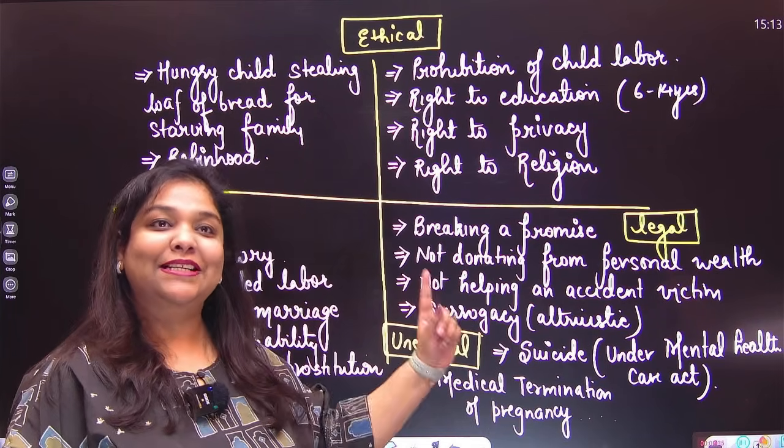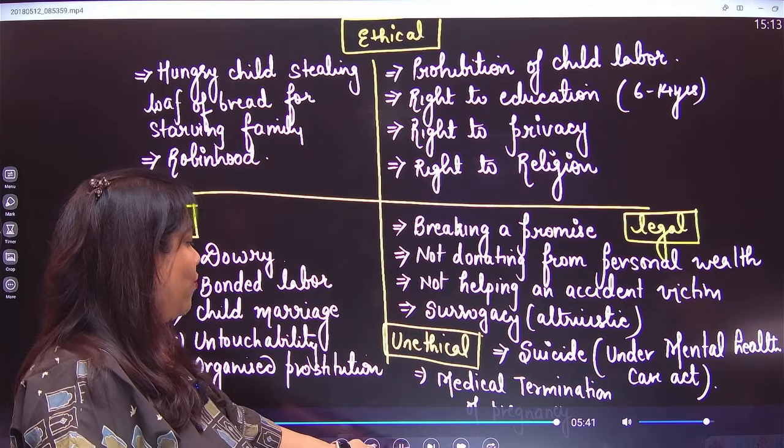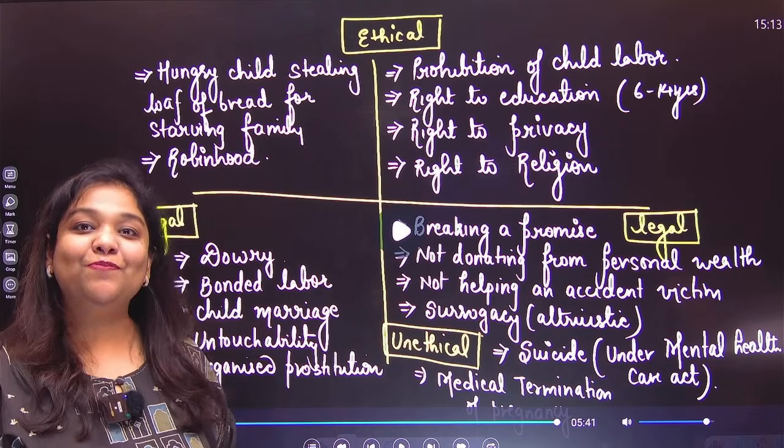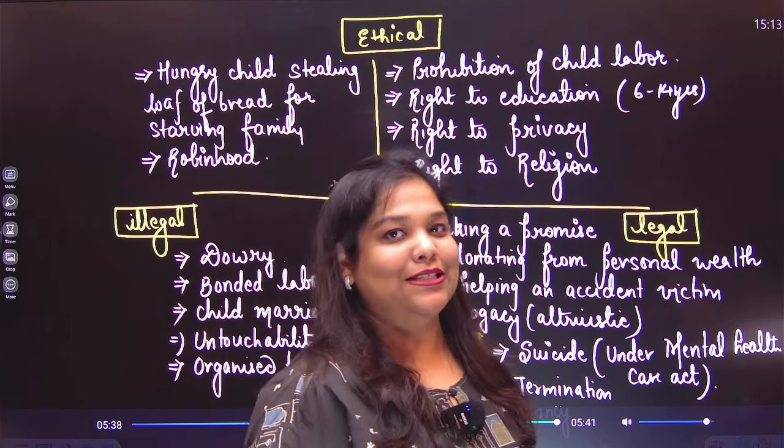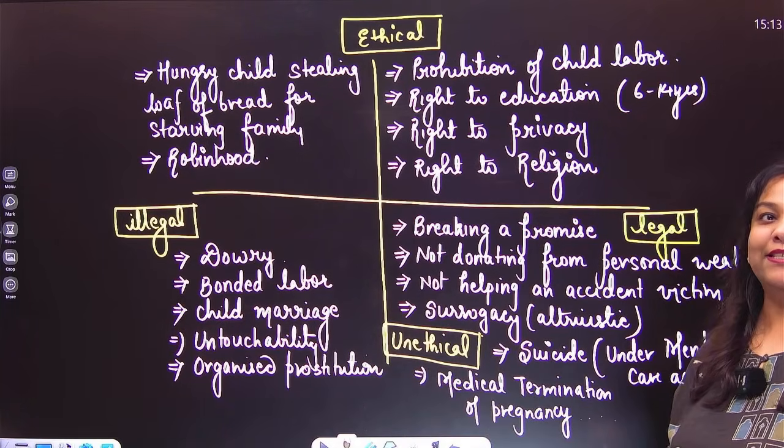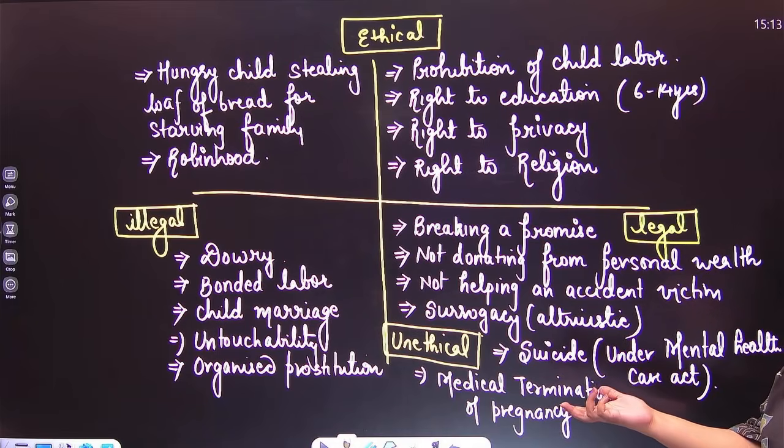So I hope this diagram is clear for everyone. This is how the diagram can be used in order to enrich your answer. Just have a quick look at the diagram. This is known as a quadrant based diagram, used to establish the relationship between law and ethics.